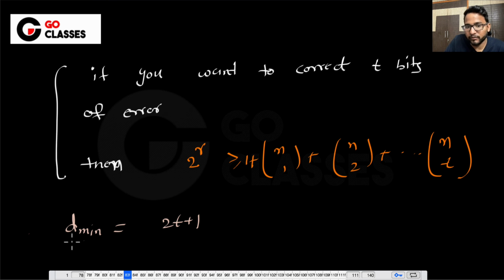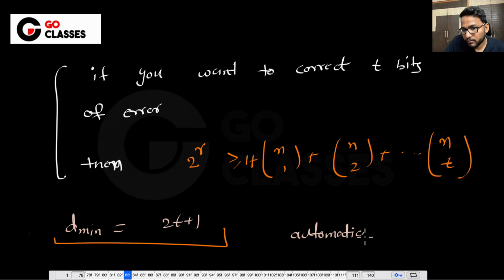I'm not saying that we have seen that way. I'm saying that we have not seen that way. That's perfectly fine. But your way should confirm that d minimum is 2t plus 1, and then your r should be greater than or equal to this. You should be satisfying this condition also, right? So everything is tightly coupled. If you want to correct t bits, then your d minimum is this, and then automatically you can detect 2t bits of error, right? I hope you understood.